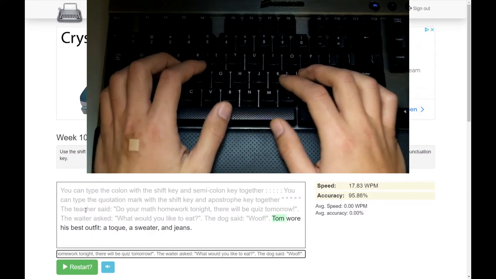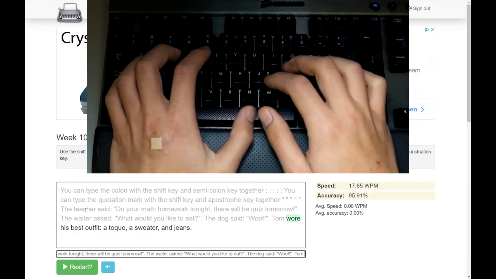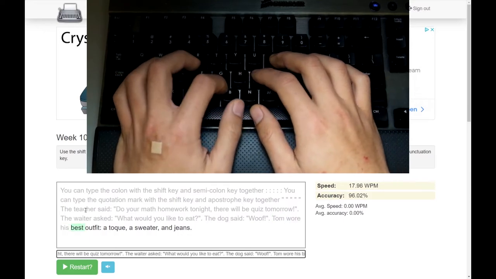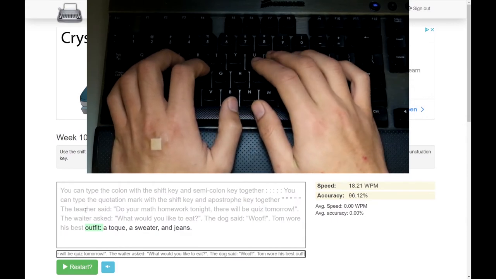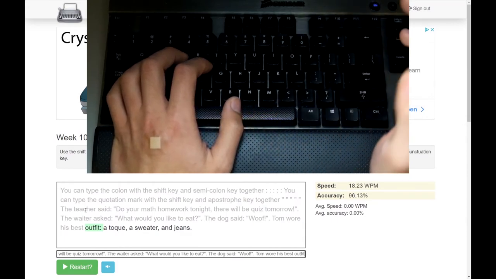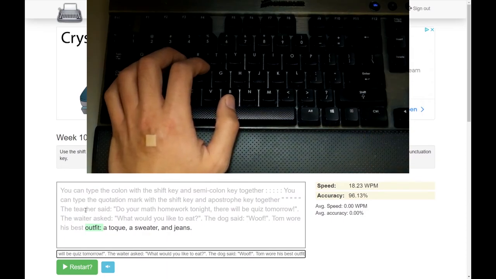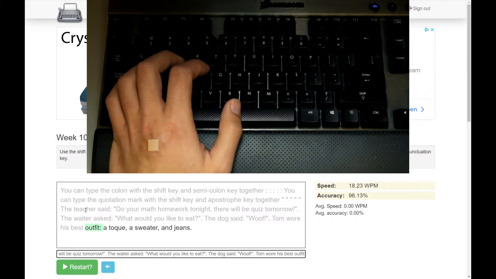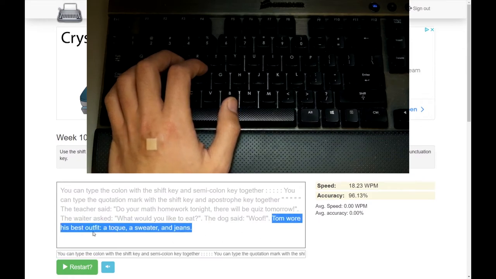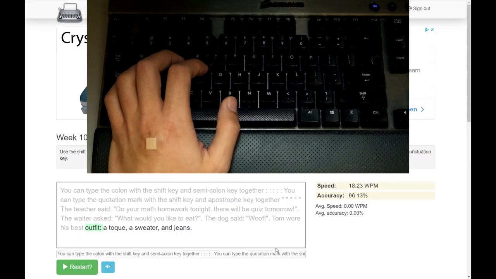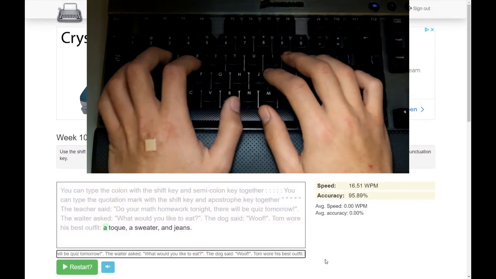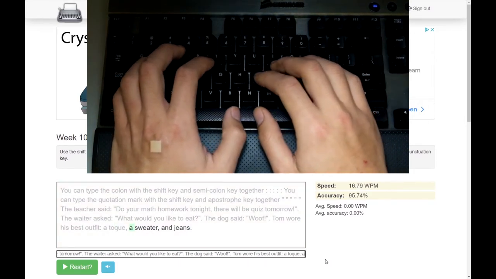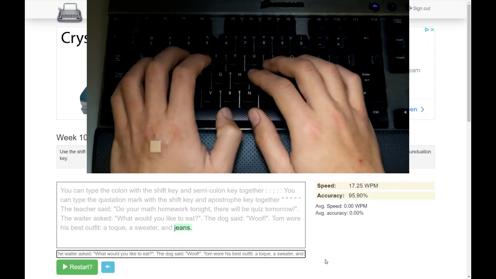And the last sentence of this week is TOMWOREHISBESTOUTFIT. So sometimes colons can be used to kind of make a list. So in this sentence, it's Tom wore his best outfit. So we're using a colon to describe his best outfit. And in this case, his best outfit is a toque, a sweater, and jeans. So we'll type that. A toque, a sweater, comma, and jeans.